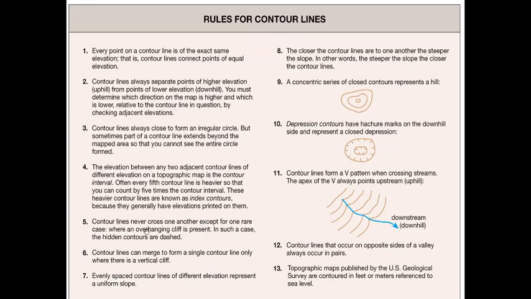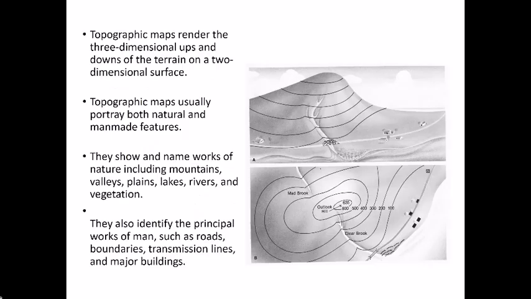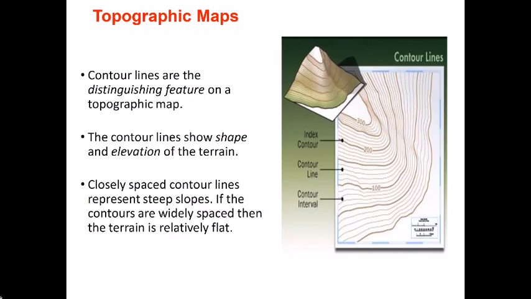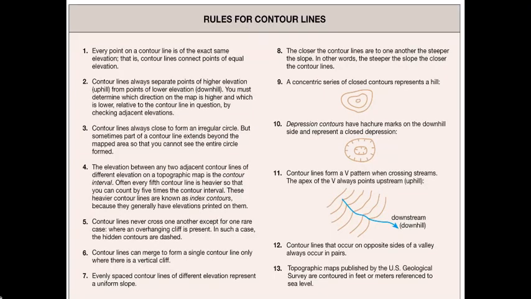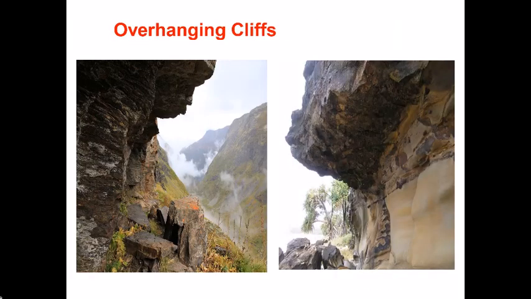Contour lines never cross one another except for one rare case when an overhanging cliff is present. In such a case, the hidden contours are dashed. So one other rule is that the contour lines never cross each other. They form irregular circles and they never intersect each other. But there is just one case where they will intersect each other, and that is in the case of an overhanging cliff. So let's see what an overhanging cliff is. It's something like this.